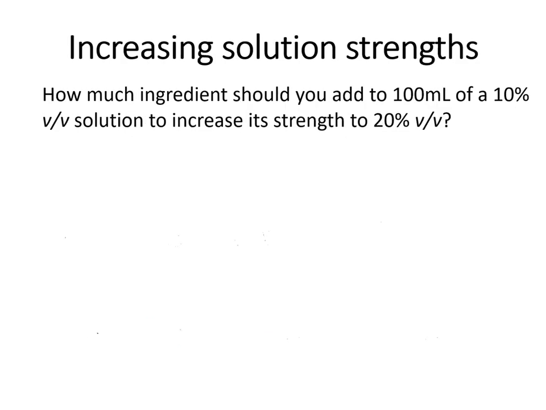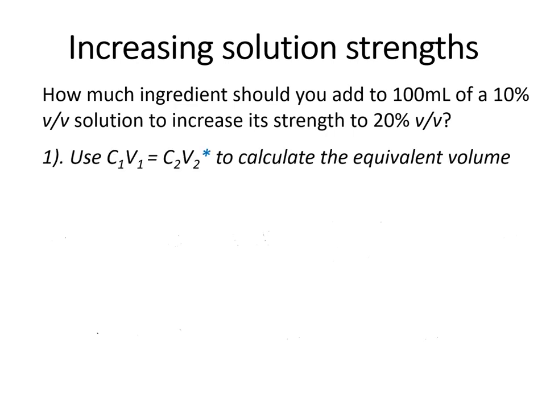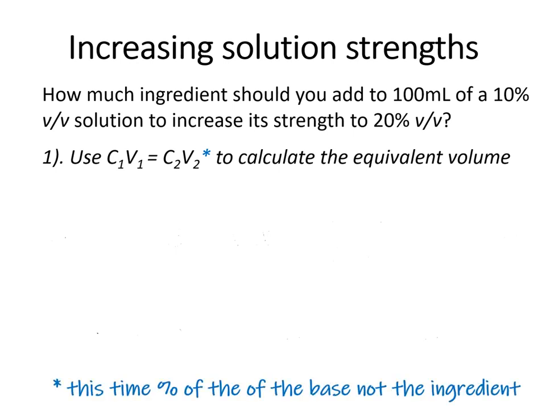In the second example, we're going to look at how to increase the strength of a solution. In this case, how much ingredient we should add to 100 milliliters of a 10% solution in order to increase its strength to 20%. As before, we're going to use C1 times V1 equals C2 times V2 to calculate the equivalent volume, but this time with an important difference. When increasing the strength of a solution, we need to use the percentage of the base, not the ingredient.